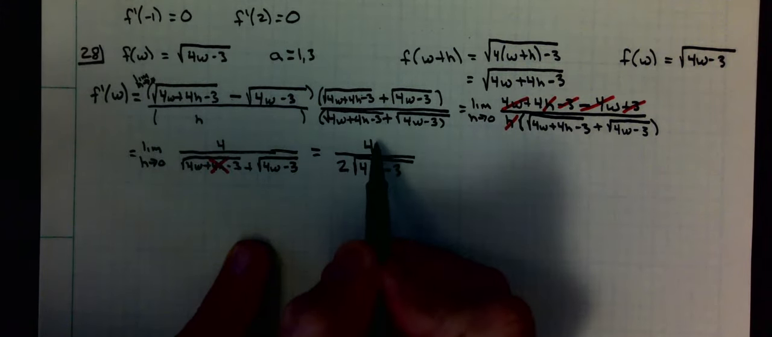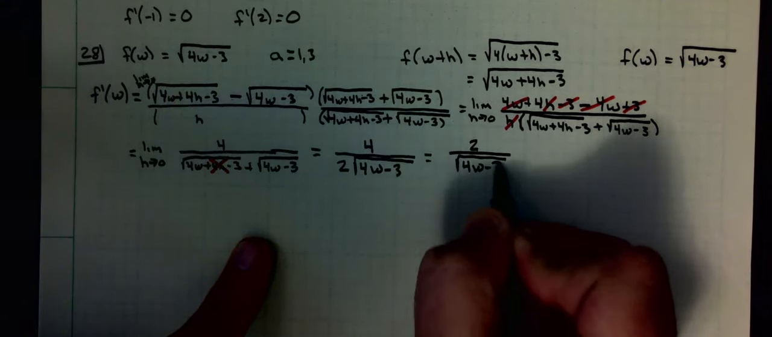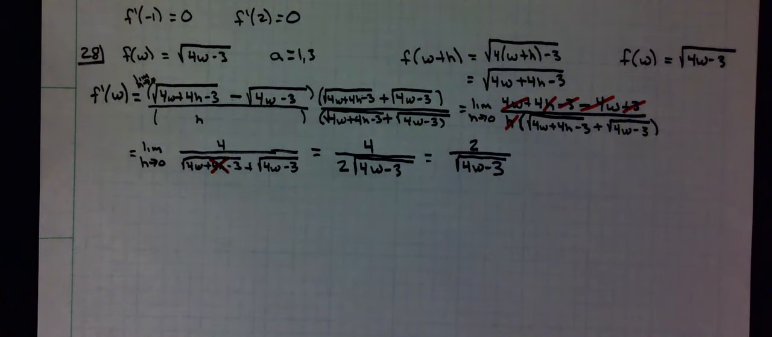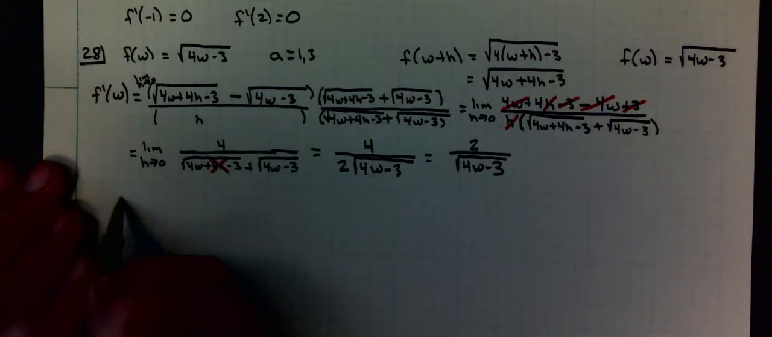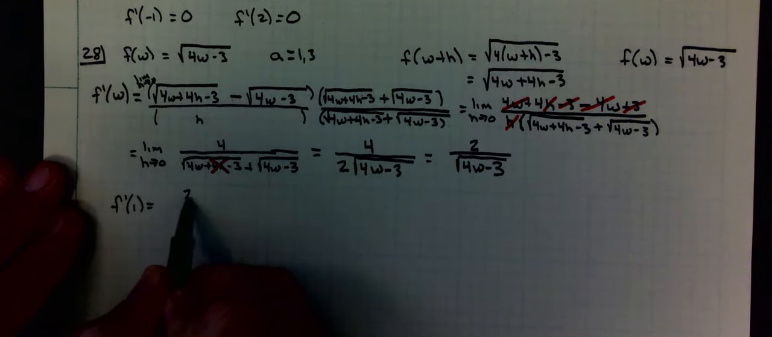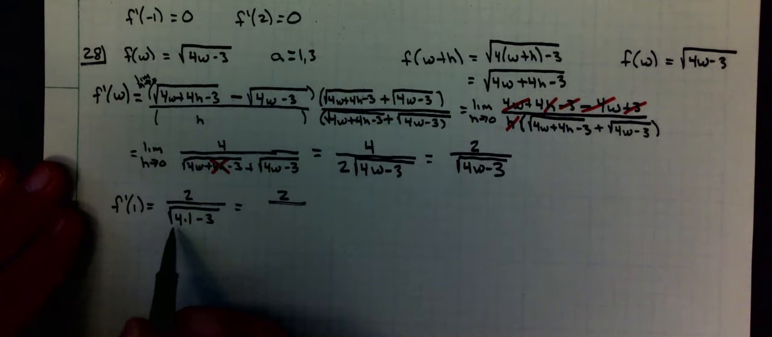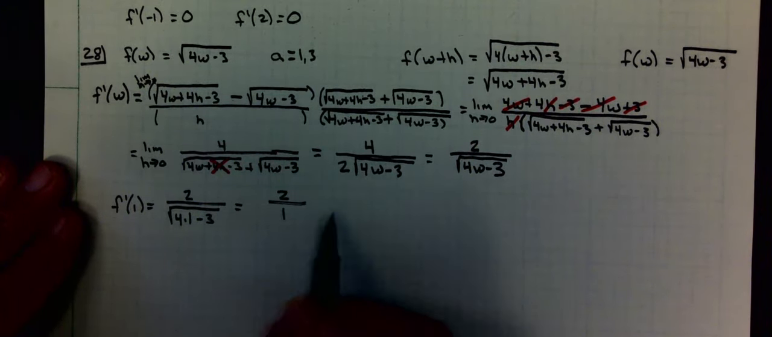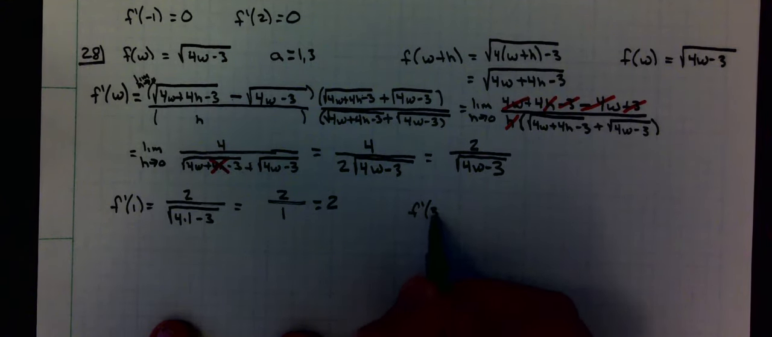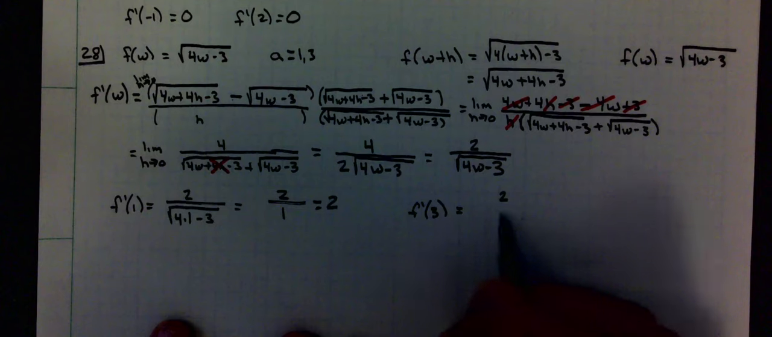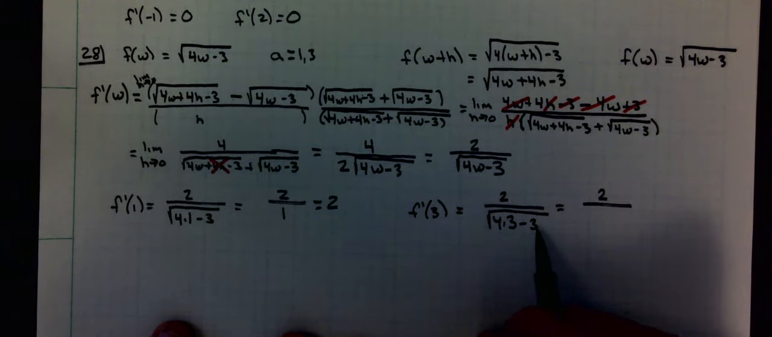Four on top. 4 over 2 can simplify: 2 over the square root of 4w minus 3. So that is my derivative. That's the first part. Now it wants to know what f prime of 1 is. Copy the original function down and put 1 in. Well, I'm going to get 4 times 1 is 4, 4 minus 3 is 1, square root of 1 is 1, so 2. Now I'm going to do f prime of 3. Put 3 in, so I'm going to get 2 over the root of 12 minus 3 is 9, the square root of 9.